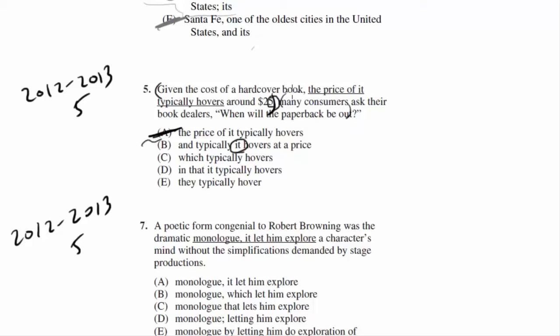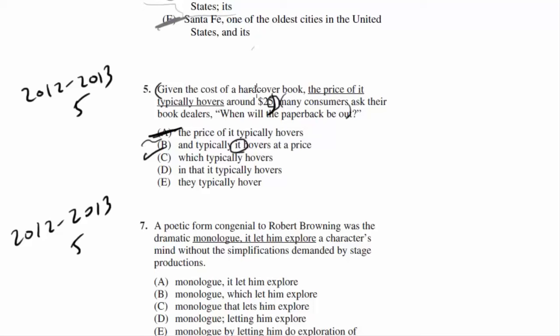Given the cost of a hardcover book, which typically hovers around $25, many consumers ask their book dealers, when will the paperback be out? Yeah, so this is a relative clause. It describes the cost of the book as hovering around $25, and then goes right into the rest of the sentence. It eliminates the comma splice by having the participial phrase here, then the relative phrase, and then the rest of the sentence. So that looks good.